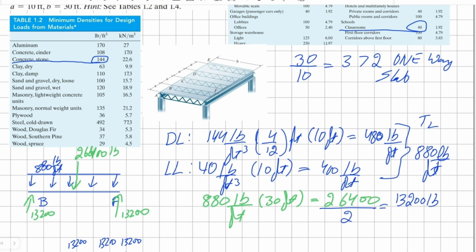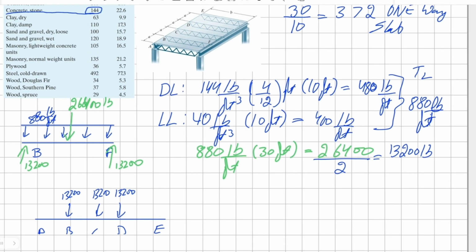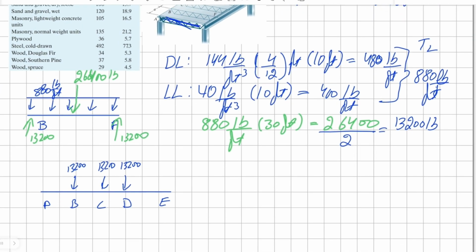And looking at the diagram, we know that our point A will be half of whatever our point B is, because the area that is being loaded onto the joist A here is only half of what we had for joist BF. Therefore, 13,200 divided by 2 is 6,600 pounds. And this will be our point load for both A and E.